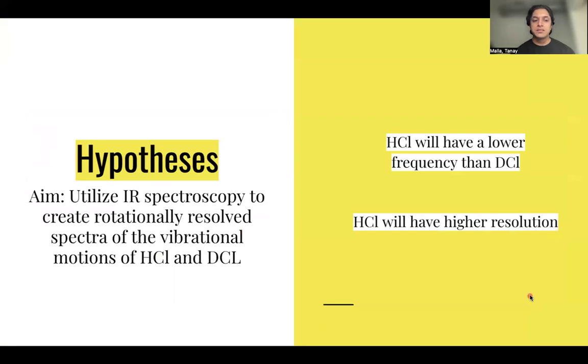The aim of this experiment is to utilize IR spectroscopy to create rotationally resolved spectra of the vibrational motions of HCl and DCl. We hypothesized that since HCl has a lower reduced mass than DCl, the transition will be indicated at a lower frequency. Additionally, HCl will have higher resolution peaks than DCl due to the greater mass of deuterium narrowing the spaces between rotational energy levels.